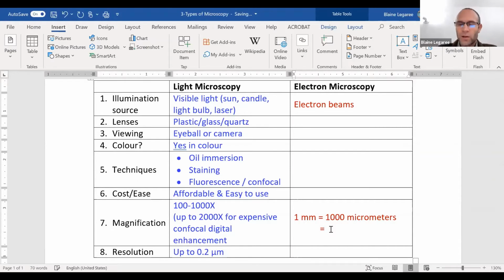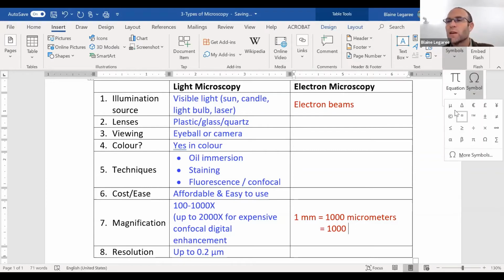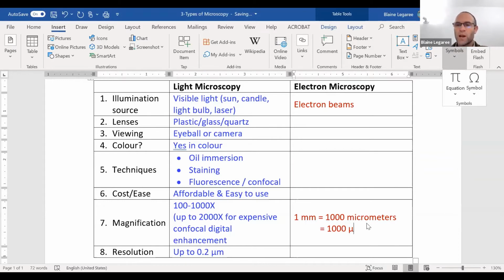And we use this special symbol here, which is a Greek letter. This is a mu to represent micro in the metric system. So that's 10 to the minus 6 meters. So that's 1/1,000,000th of a meter, 1,000th of a millimeter. So it's a very, very small measurement.